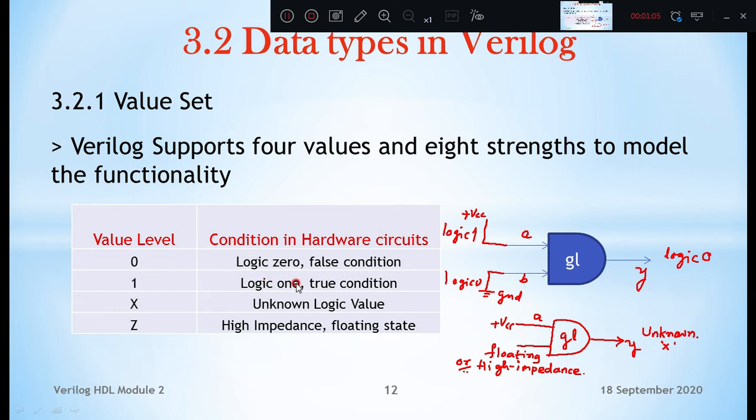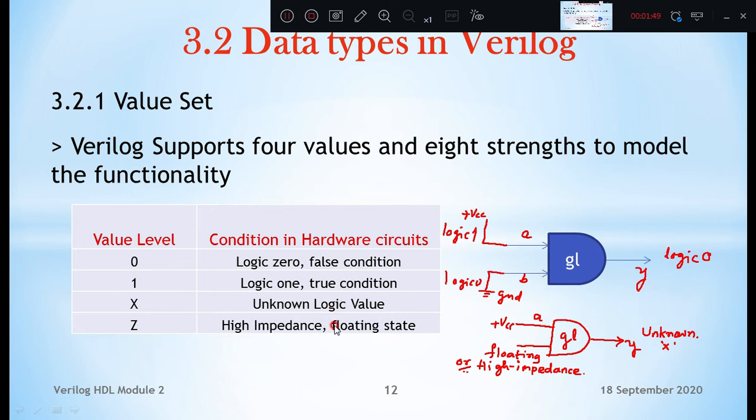Logic 1 is a true condition, or connected to plus VCC, and these are represented as 1. Logic 1, value level 1 in Verilog. Unknown logic value is represented as x, high impedance as floating state. We will observe what we mean by unknown and what we mean by high impedance. Logic 0 means a false condition or connecting it to ground. Logic 1 means it is a true condition or connecting to plus VCC or 5 volt, similar to a TTL circuit.